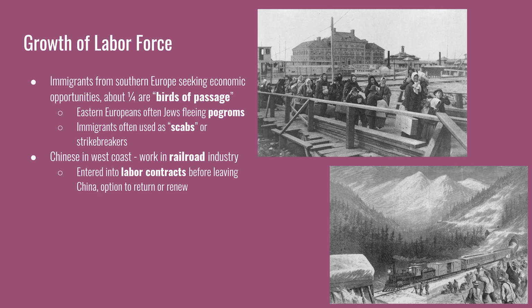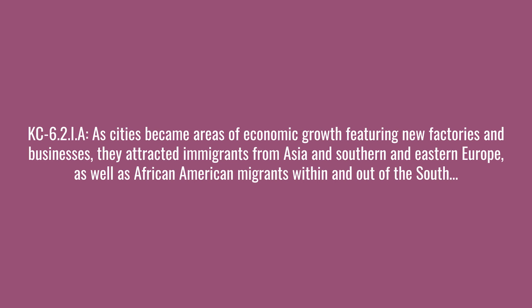The next key concept is split up into two parts. The first part says, as cities became areas of economic growth featuring new factories and businesses, they attracted immigrants from Asia and Southern and Eastern Europe, as well as African American migrants within and out of the South.